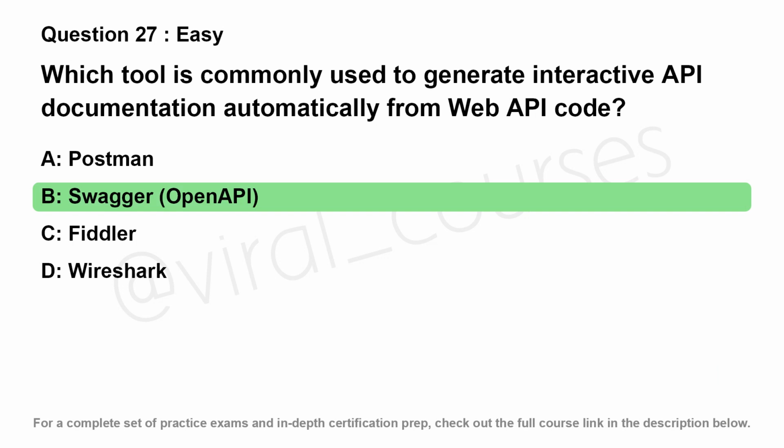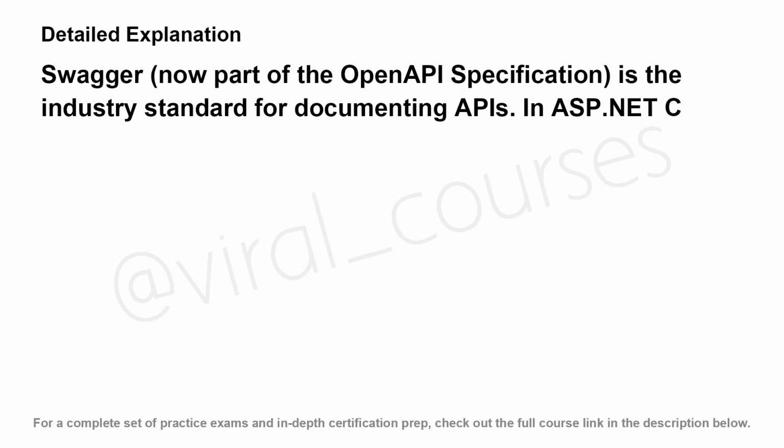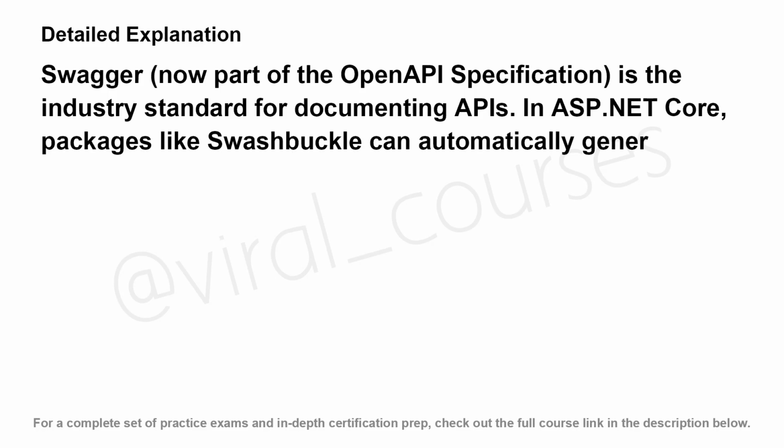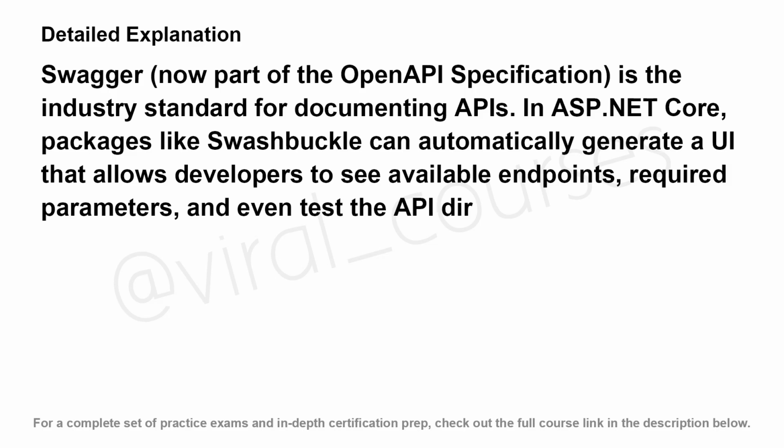The correct answer is B. Swagger, now part of the OpenAPI specification, is the industry standard for documenting APIs. In ASP.NET Core, packages like Swashbuckle can automatically generate a UI that allows developers to see available endpoints, required parameters, and even test the API directly from the browser.